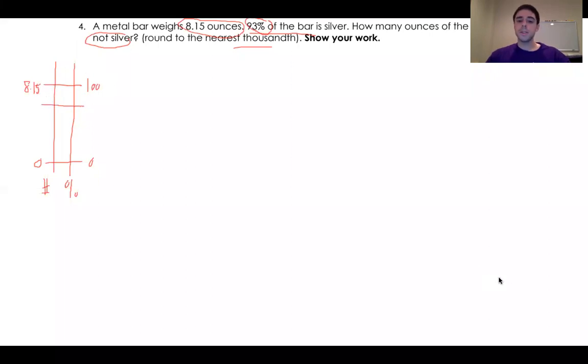Where do we use the 93%? What are we going to do with that? All right, exactly. I'm going to put it at the percent mark here. And this here is going to be X. So we're trying to find out how many ounces of the bar are not silver. So we're going to have to find X, and then we're going to subtract it from the entire value there.